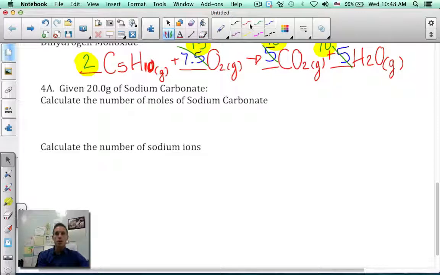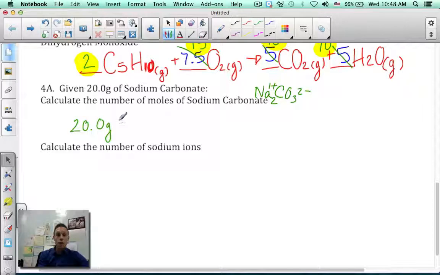So here we go. We have 20 grams. Write down what you are given. You're given 20 grams of sodium carbonate. So here is 20 grams. Sodium carbonate. You need to figure out what that is. Sodium, and there is the carbonate ion. Carbonate ion is 2 minus, the sodium ion is 1 plus. To balance that out, you're going to need 2 sodiums.